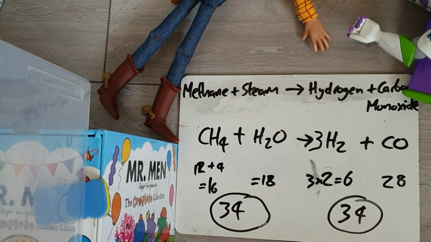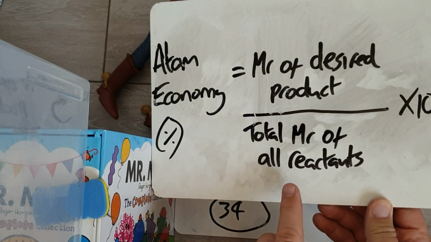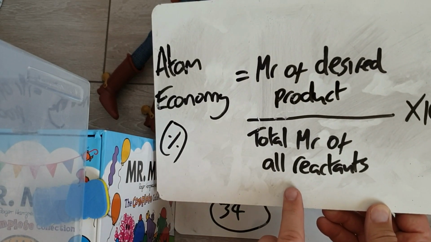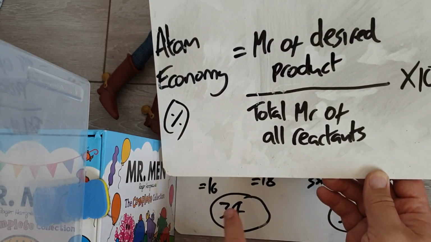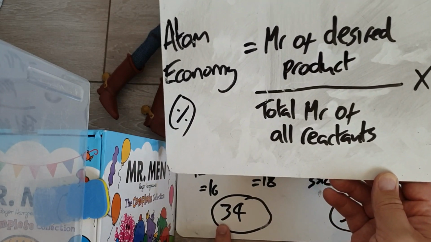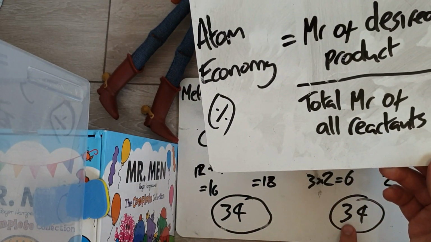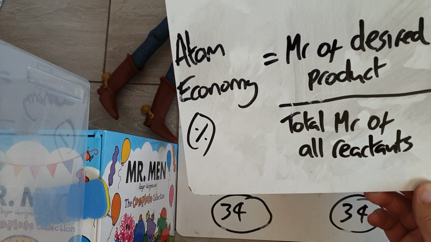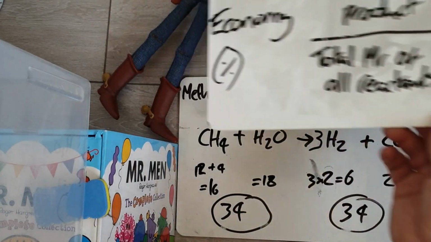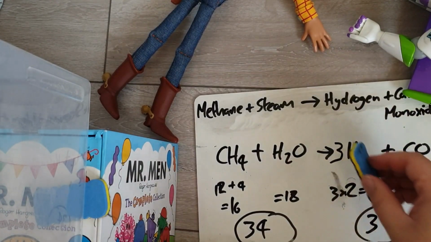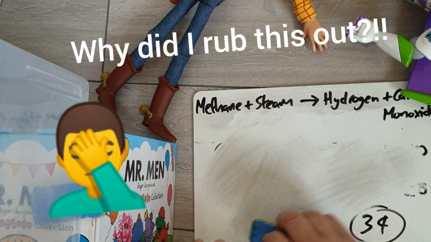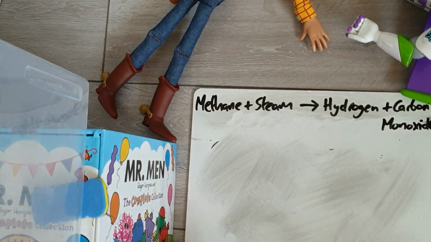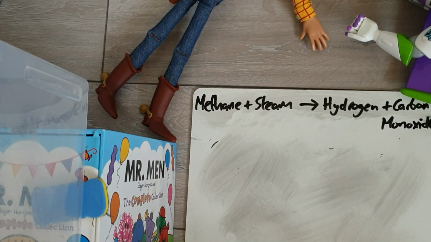If we go back to this one, so where it says the total MR of all reactants, you sometimes will see that written as the total MR of all products, because they're exactly the same. The total MR of all the reactants, 34. Total MR of all the products, 34. So they're interchangeable. So if we're going back to this, I don't know why I rubbed all that out.